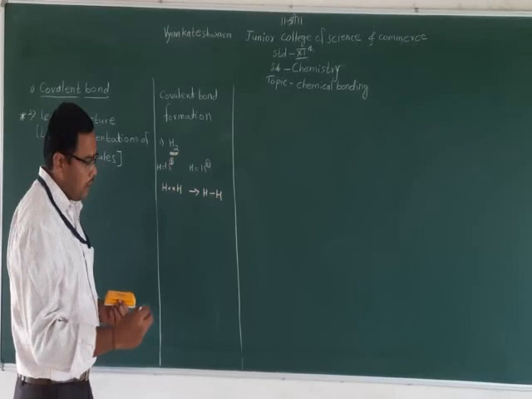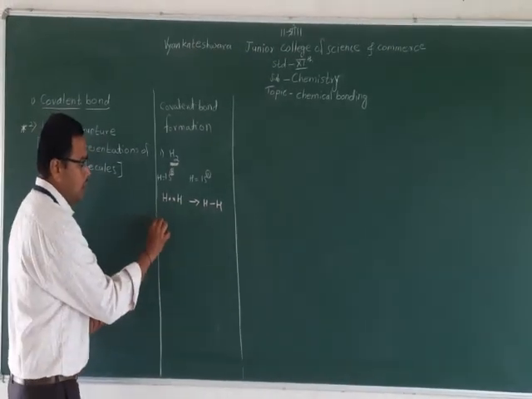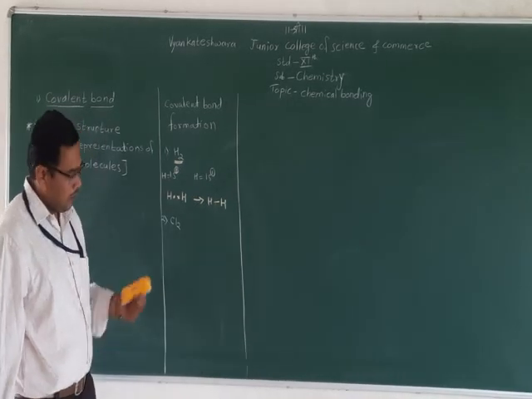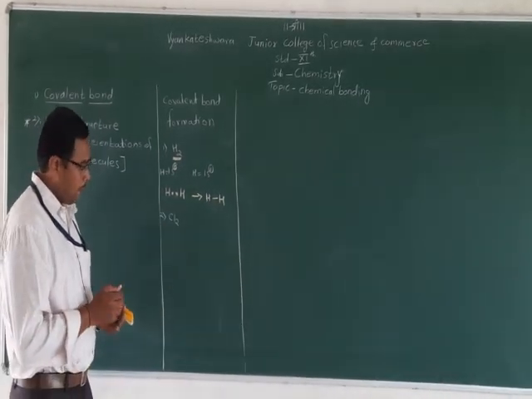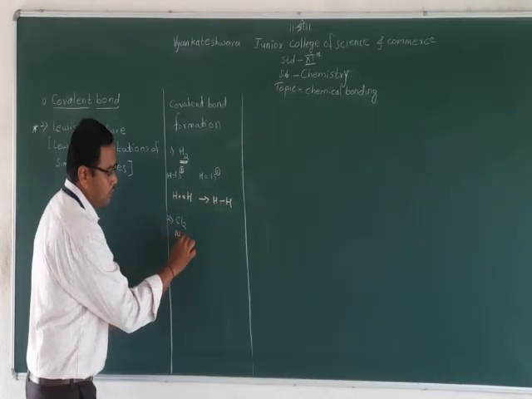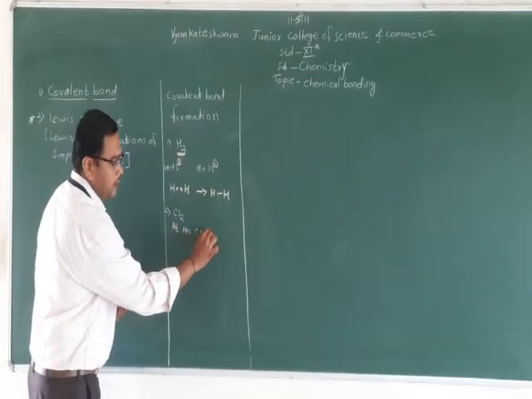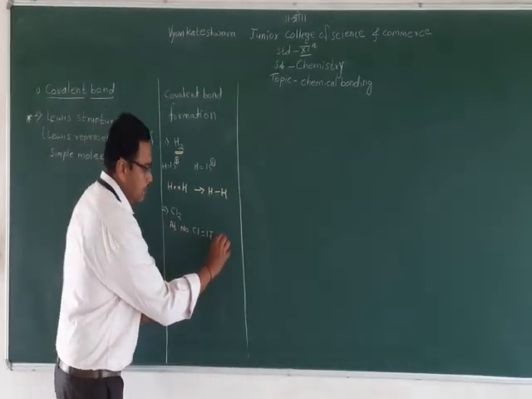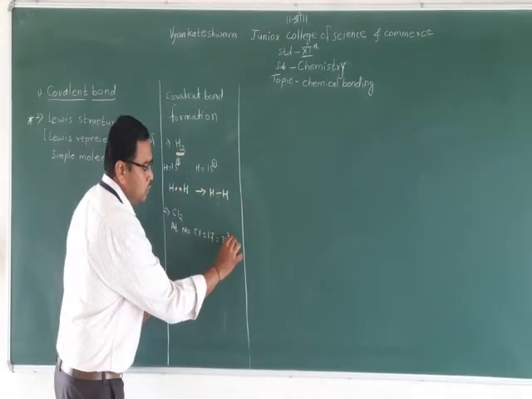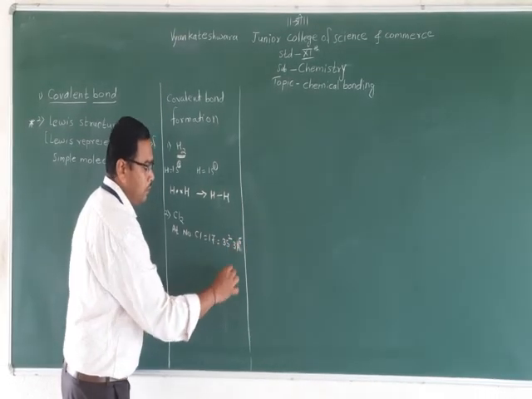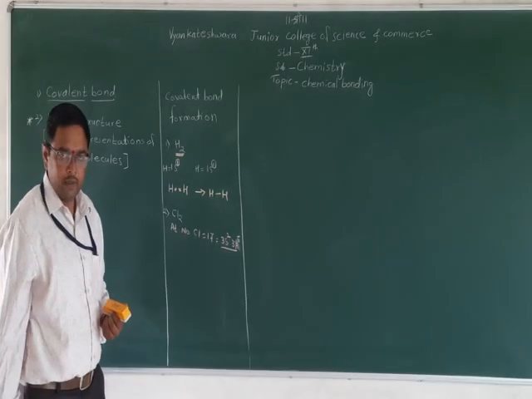Second example, the formation of the chlorine molecule. The atomic number of chlorine is 17 and its outermost electron configuration is 3s2, 3p5. This is the outermost electronic configuration.